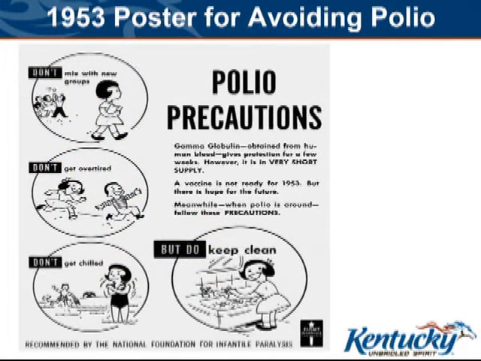This is a poster that I just think is real interesting. I found it on the internet. It was back in the early 50s. It was how they were telling everyone to avoid polio. This was before a vaccine was created. And basically they were telling people to not mix with new groups, not to get overtired, don't get chilled, but do keep clean. Well, we know that getting plenty of rest and staying warm is not what protects us from polio, but that our protection comes from immunizations and our immune system. So that's what we're going to talk about now, is immunity.